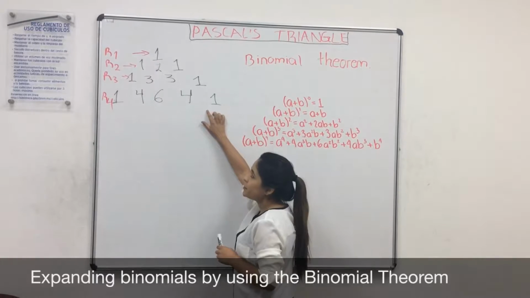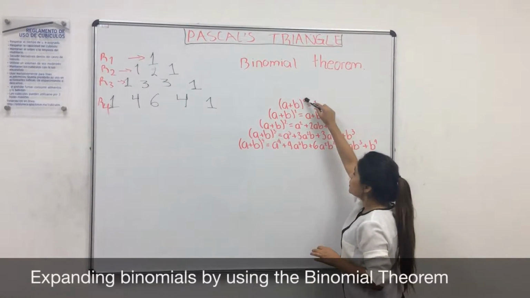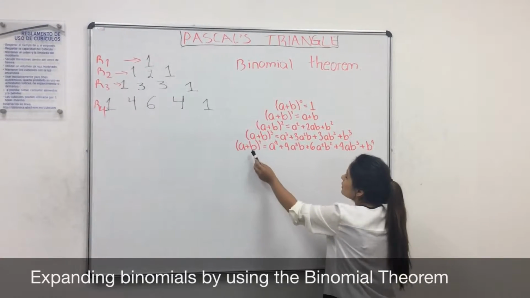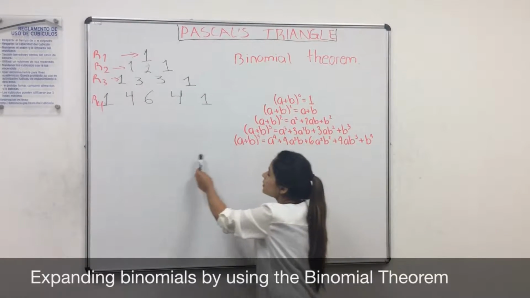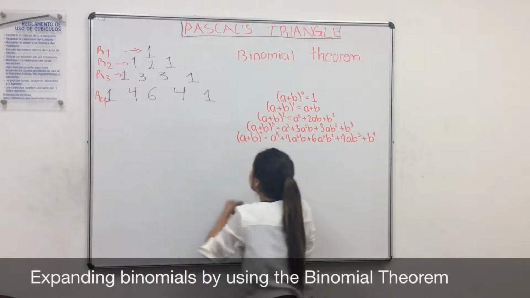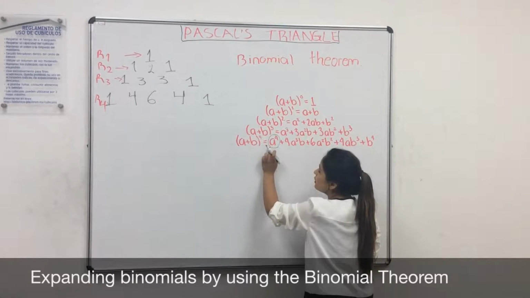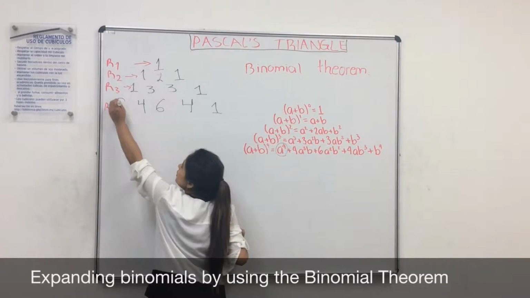We need to use the Pascal triangle. First, we know that any exponent zero is going to give us 1. So for example, in this one the exponent is 4, so we have to find row 4. And for the first term, we know that we have 1. So like here, we have 1.